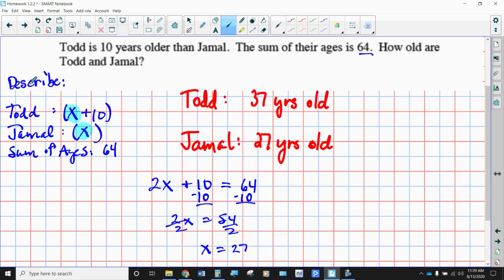So this is our describe, this is our define. We defined our variables. This is the do portion. I chose to set it up as an equation. Now I need to decide if this is correct.